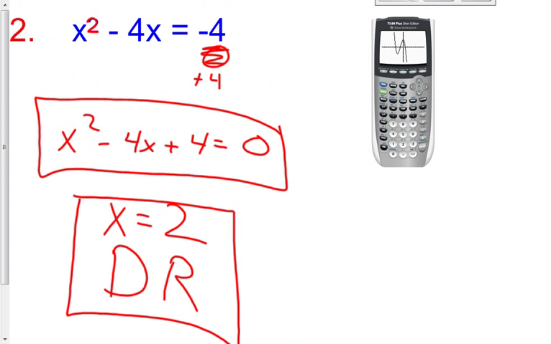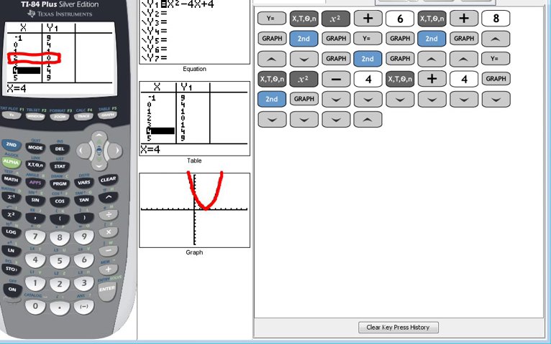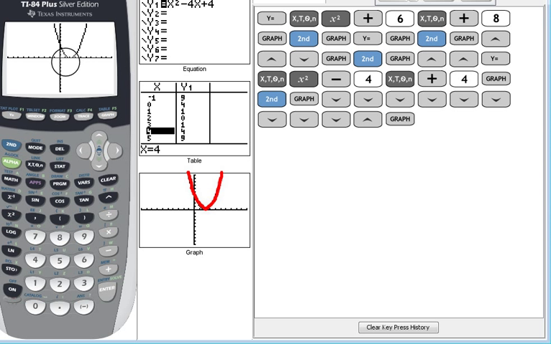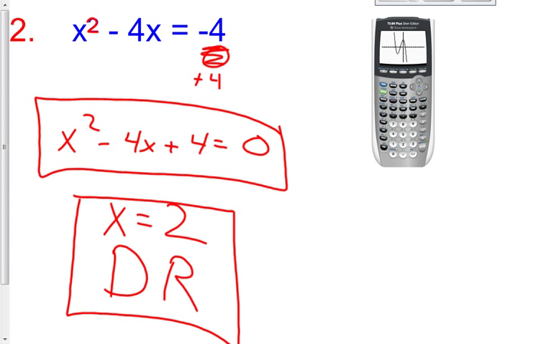A double root, as a review, is where the graph comes down and it doesn't cross the x-axis. It comes down, and then it hits the x-axis, doesn't pass through it, and goes back up again. So this one is a double root because it doesn't pass through the x-axis. All it does is hit the x-axis. So we have a double root on that one.